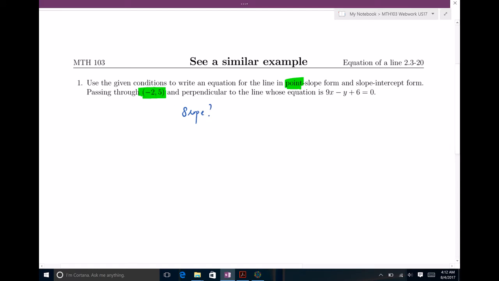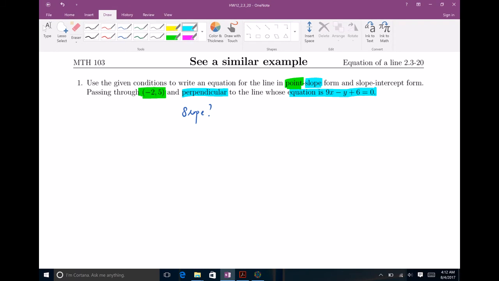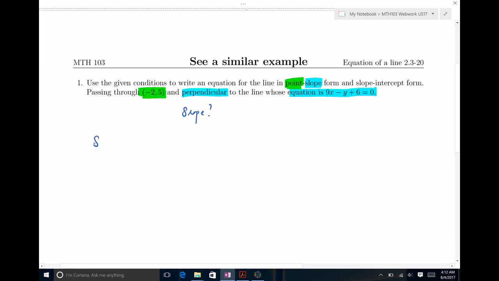So in order to find the slope, I'm going to use the other information given to me, which is that the line is perpendicular to the line whose equation is 9x minus y plus 6 equals 0. So let's first start by finding out the slope of the line given.